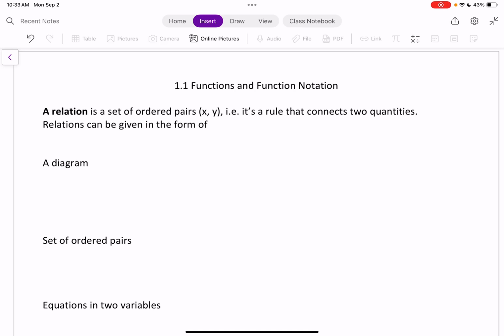All right, class, welcome to chapter 1. We are going to start our college algebra topics with functions and function notation. So we will discuss all semester pretty much the idea of functions. And in this first chapter, we're going to talk about functions in general.